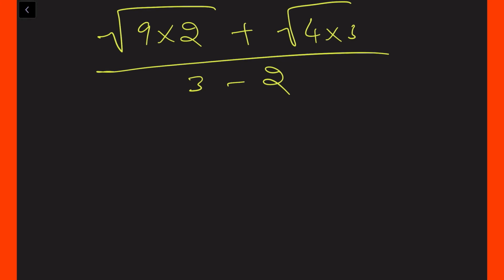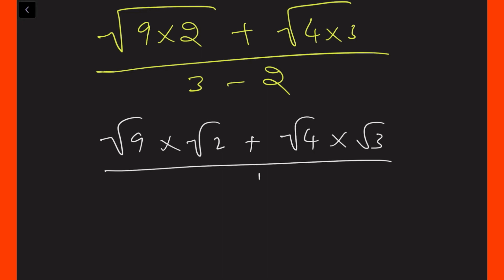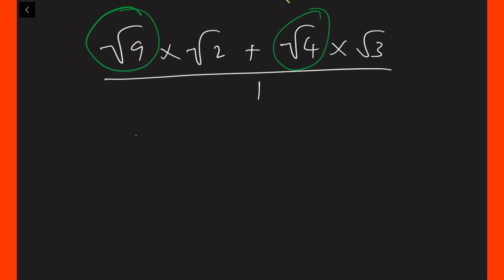Now in the numerator we have root 9 into 2, so I am separating that as root 9 into root 2, plus root 4 into 3, I am separating as root 4 into root 3, whole divided by 3 minus 2, which is 1. Root 9 is nothing but 3, root 4 is nothing but 2. So 3 into root 2, 3 root 2, plus 2 into root 3, 2 root 3, divided by 1. In the denominator 1 doesn't have any value, so the answer is completed: 3 root 2 plus 2 root 3.